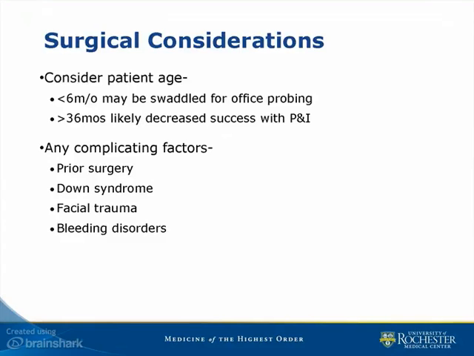Other complicating factors can include prior surgery. Patients with Down syndrome tend to have a more sinuous nasolacrimal duct. Facial trauma can cause bony obstructions or fractures of the nasolacrimal duct, and you should also consider any bleeding disorders the patient may have.